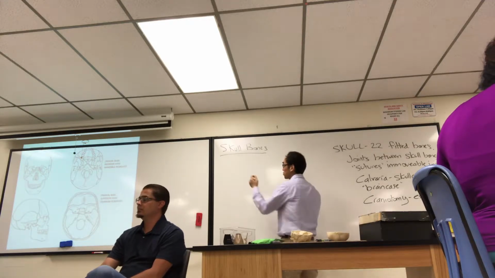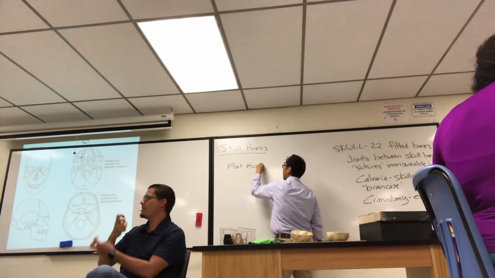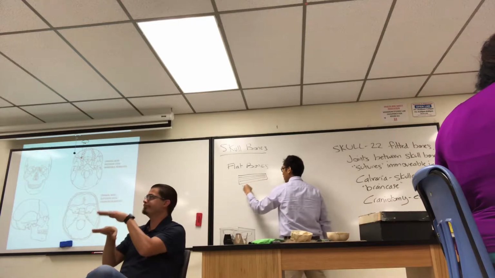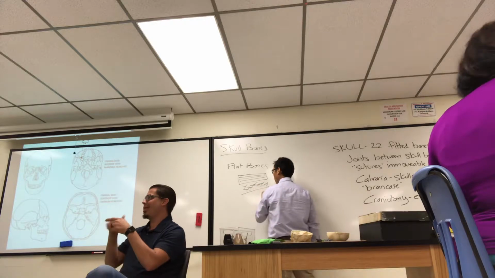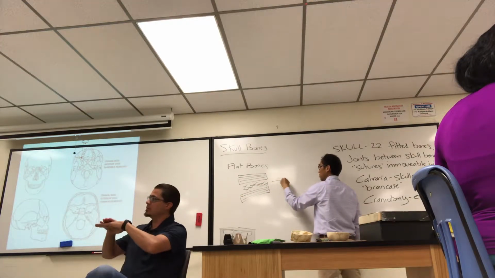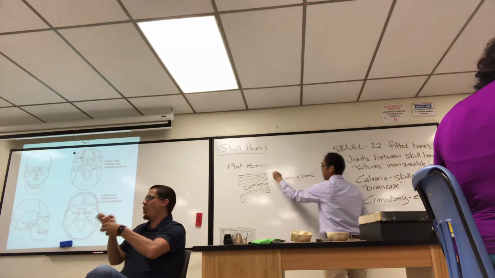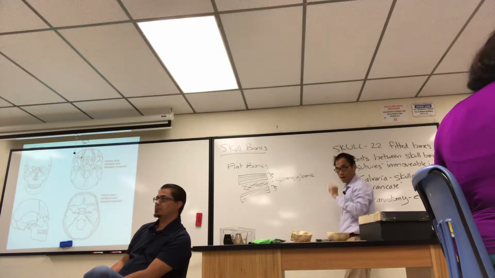Just want to remind you the structure of flat bones. You have many layers of compact bone, and you have all this trabecular spongy bone in the middle, and you have more compact bone. So, spongy bone, and then surrounded by a layer and a layer of compact bone.